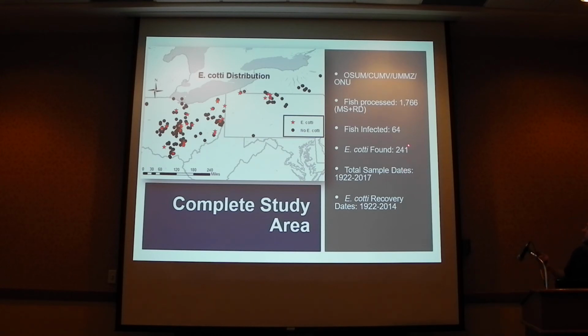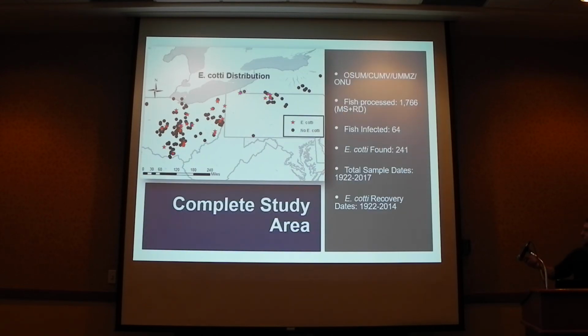And then I added another 400 or so fish from the voucher collections. So this is the complete stats. I added quite a few more parasites, and hopefully they'll be submitted into a voucher collection somewhere soon for future reference. And I tripled the number of infected fish found, mainly because I added these other spots in Pennsylvania and then one lone one in New York. The total sample dates were from 1922 to 2017, and the recovery dates were from 1922 to 2014. So this animal is definitely still around, but in very low numbers. There's more to learn, but I think I have enough data to move forward on a publication or a manuscript at some point soon.